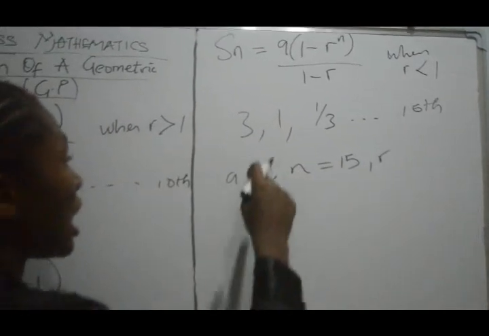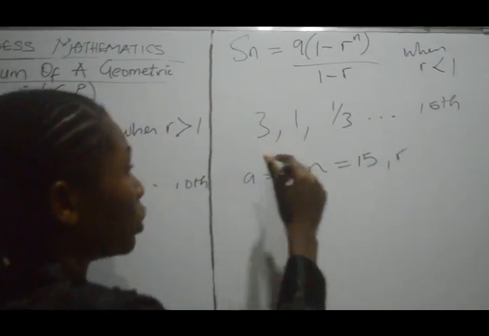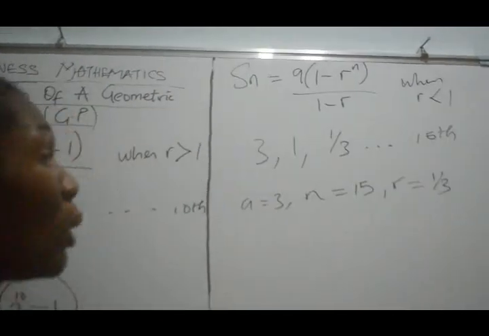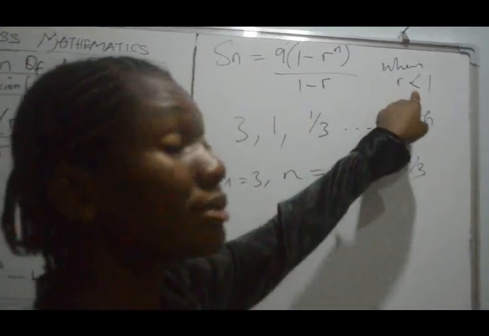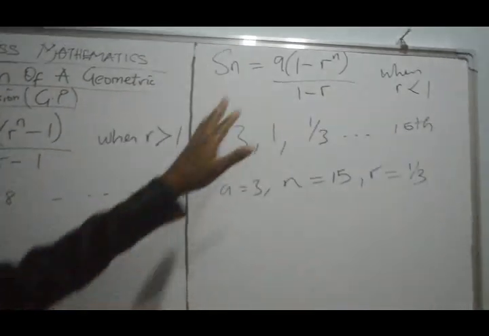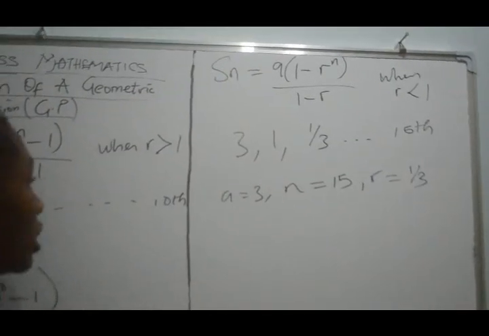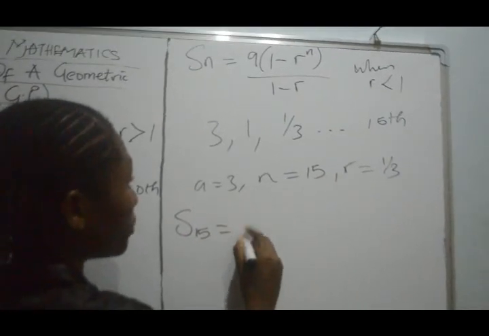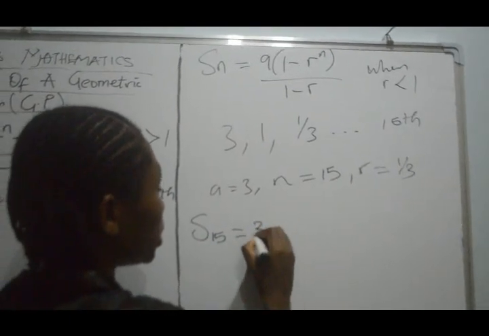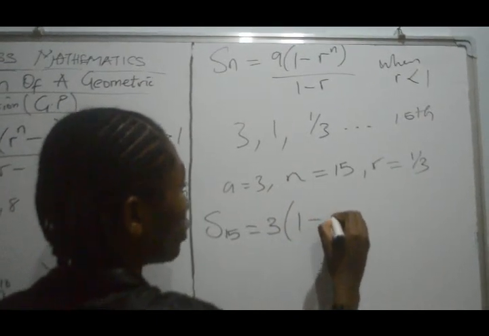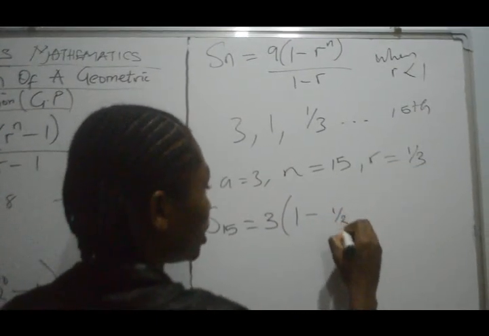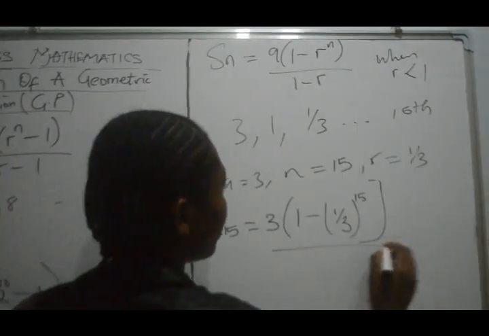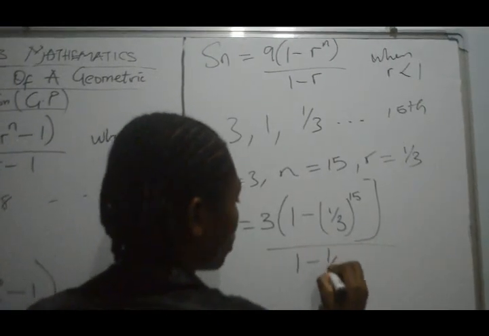So if you divide our second term by our first term, we'll have that r is equal to 1 over 3. Are we together? And 1 over 3 is less than 1, so we'll be using this formula. So our S of 15, which is our sum of the 15 terms, will give us our a, which is 3, times 1 minus 1 over 3 raised to the power of 15, divided by 1 minus 1 over 3.